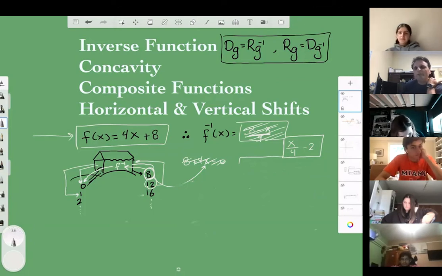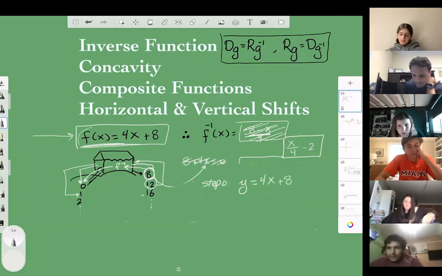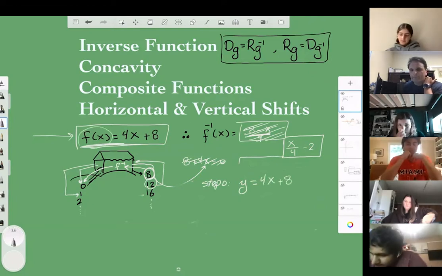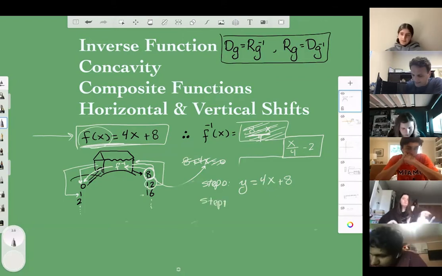So in order to find the inverse of any type of equation, the first step, I'm going to put a step 0. You just write y equal to 4x plus 8. So instead of f of x, you put y. So there's nothing complex. Step 1, you switch x and y. You say x equal to 4y plus 8.